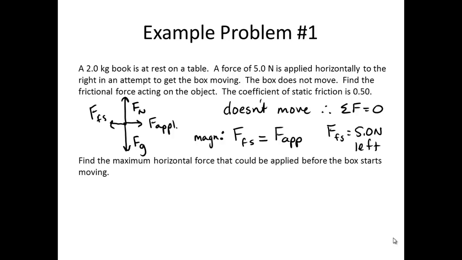Now, in that particular case, we did not use the fact that the equation for the static frictional force was mu sub s times Fn, because it only applies when you're looking at the maximum static frictional force.